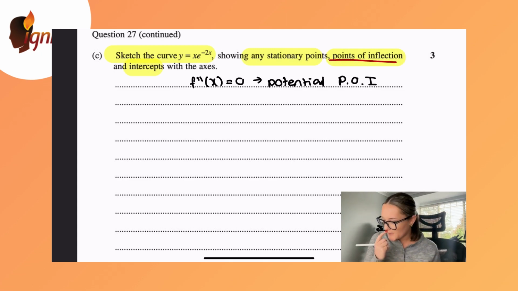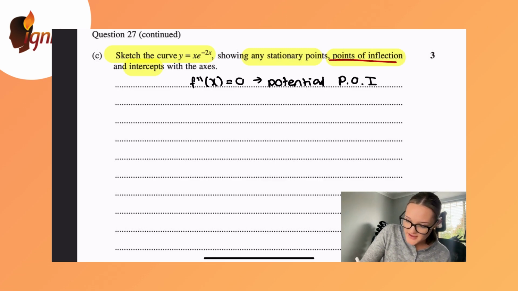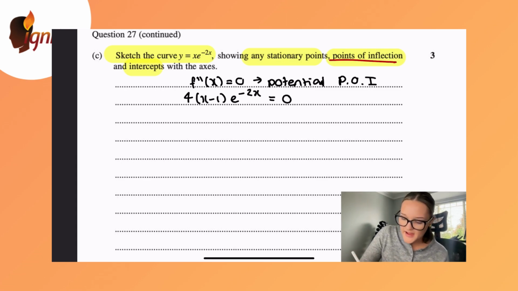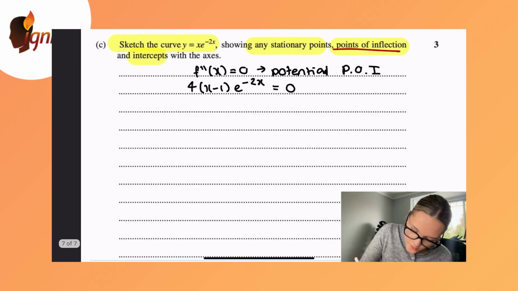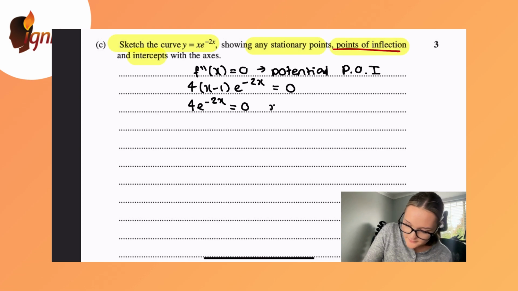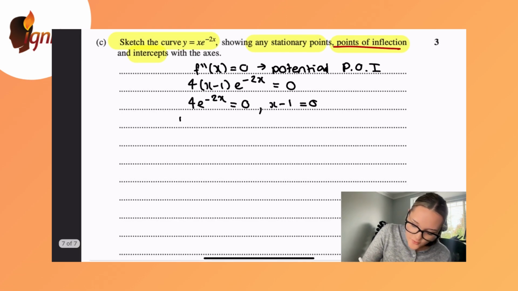So my f''(x) function is 4(x - 1)e^(-2x) = 0. Just rearranging that, I have 4e^(-2x) = 0, and x - 1 = 0. Once again, I get ln 0 = -2x. Once again, you can't have an ln 0, so therefore we have no solutions there.